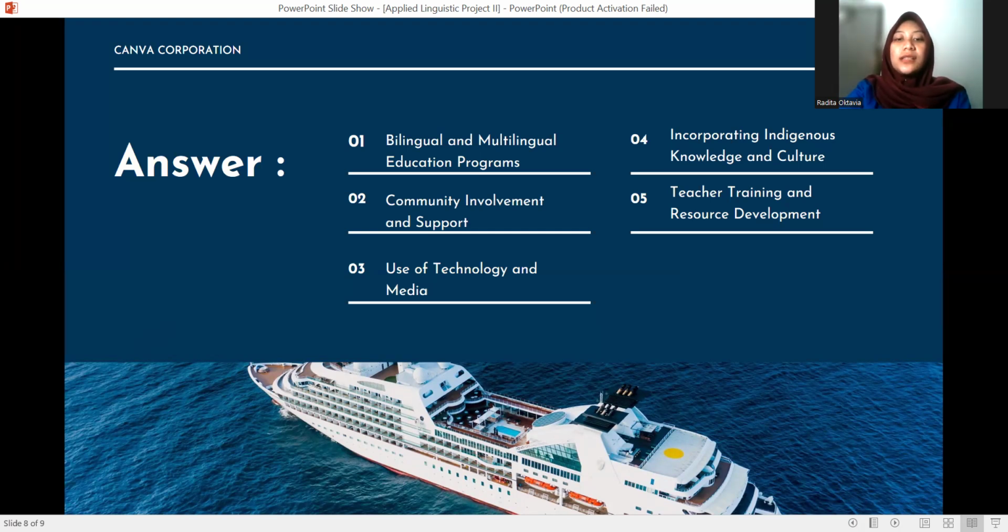And the last one is teacher training and research development. Invest in training teachers who are proficient in indigenous languages, and develop educational resources such as textbooks, digital content, and teaching aids in these languages.